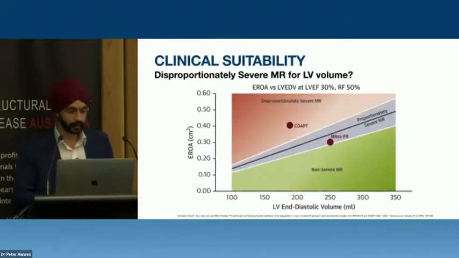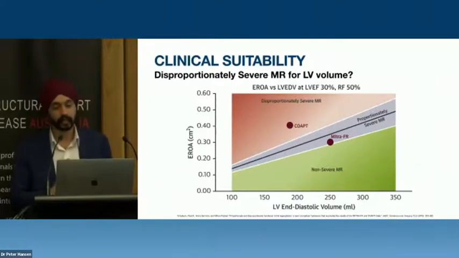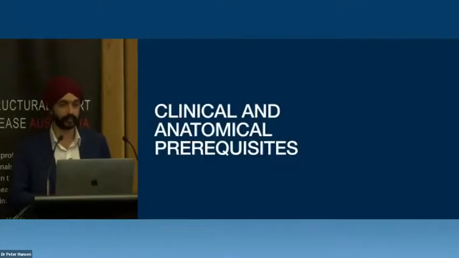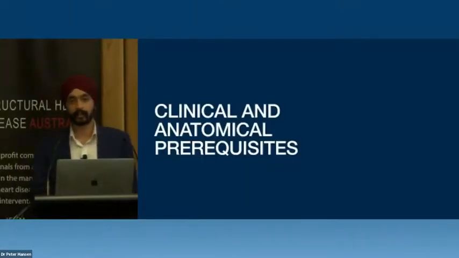This was discussed in the previous talk as well, this concept of disproportionately severe MR. And this is coming from reconciling the results of the COAPT trial, which showed a mortality benefit, and the MITRA-FR trial, which did not, for transcatheter edge-to-edge repair. And what we saw in the COAPT trial was that the patients had left ventricular end diastolic volumes that were relatively smaller than the MITRA-FR, and they had higher regurgitant orifice areas. So really what it's telling us is you want to pick patients who have disproportionately severe MR when assessing for clinical suitability. So that's a little bit about the clinical suitability.